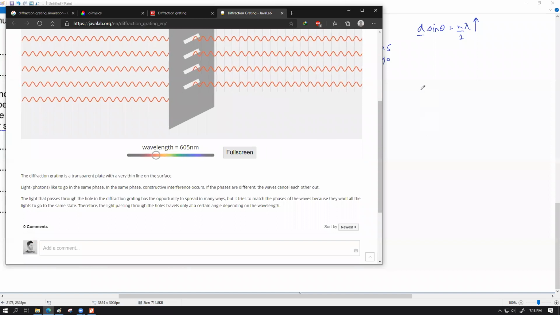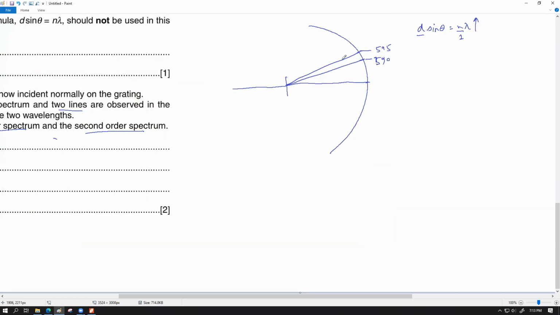So the point that I'm trying to make is that these two things would make a certain angle between them, and the second order spectrum would also have a similar behavior. For example, if you have two different second order spectra, 590 is going to be closer, and 595 is going to be even further. So the question says that we are seeing both the first order spectrum and the second order spectrum. What are the differences between them? The first difference is that any of these will be brighter compared to any of those, because the first order maxima will always be brighter than the second order maxima.